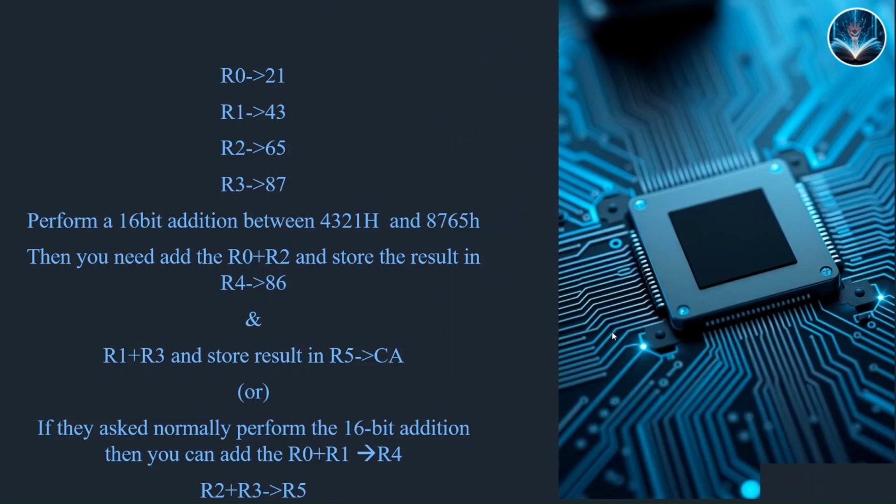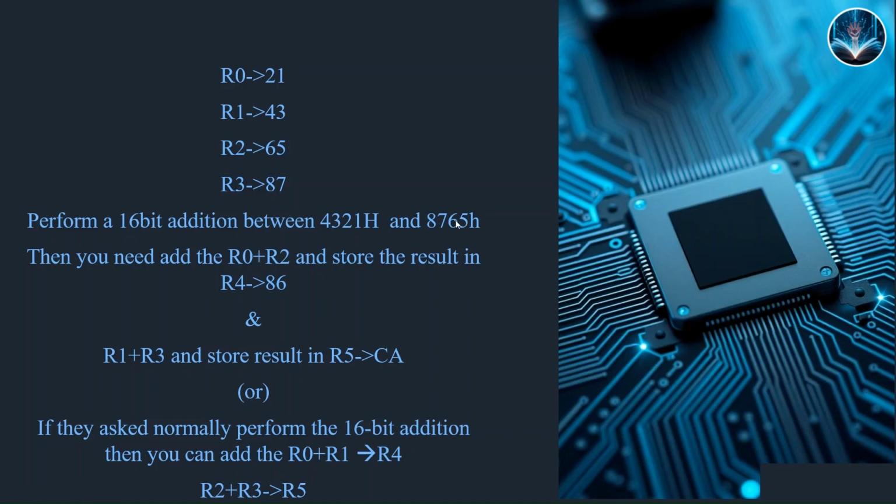For better understanding, suppose the question is to perform a 16-bit addition between 4321H and 8765H. If the question is framed like this, you need to perform the 8-bit addition first. 2, 1 and 6, 5 are the LSB numbers, and 4, 3 and 8, 7 are the MSB numbers. According to our previous discussion, the LSB numbers need to get added, and then you need to store the result in some register.